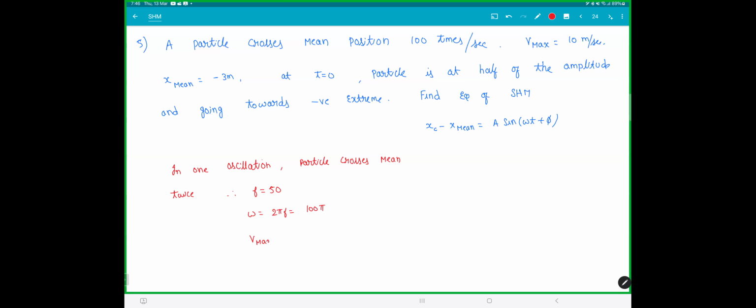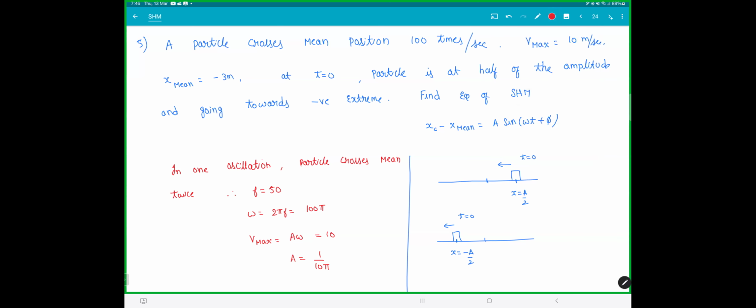Omega आ गया. V max is A omega, which is 10. So here from this amplitude आ गया. X mean is minus 3, that I know. I need to get phi. The problem with the phi is that it is given a little vague. You said you are at A by 2, half of the amplitude, and you're going towards the extreme, means it can be this, or you're at minus A by 2 and you could be going this way. Both are possibilities, no? There are two answers for this.